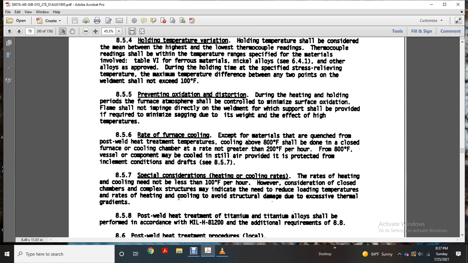The special consideration heating and cooling rate. The rate of the cooling not to be less than 100 degrees Fahrenheit per hour. However, the consideration of the chamber, the complex of the structures may indicate the need to reduce the loading temperature and the rate of the heating and the cooling to avoid structural damage due to the excessive thermal gradients.